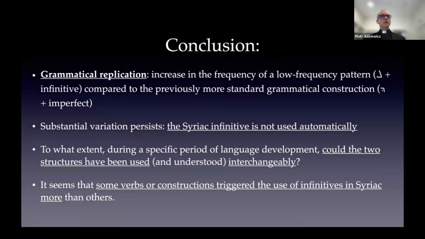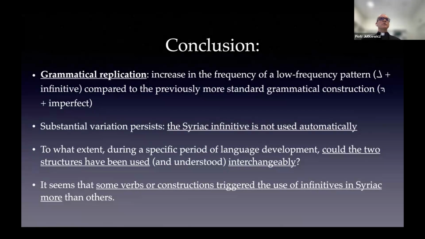Nevertheless, substantial variation persists, and the Syriac infinitive is not used automatically. Instead, Thomas of Harkel demonstrates a considerable degree of syntactical awareness, and the more frequent use of infinitives in Syriac is not a one-directional development. There are a certain number of cases in which the translator preferred D plus imperfect, where the Peshitta and the Old Syriac used L plus infinitive.